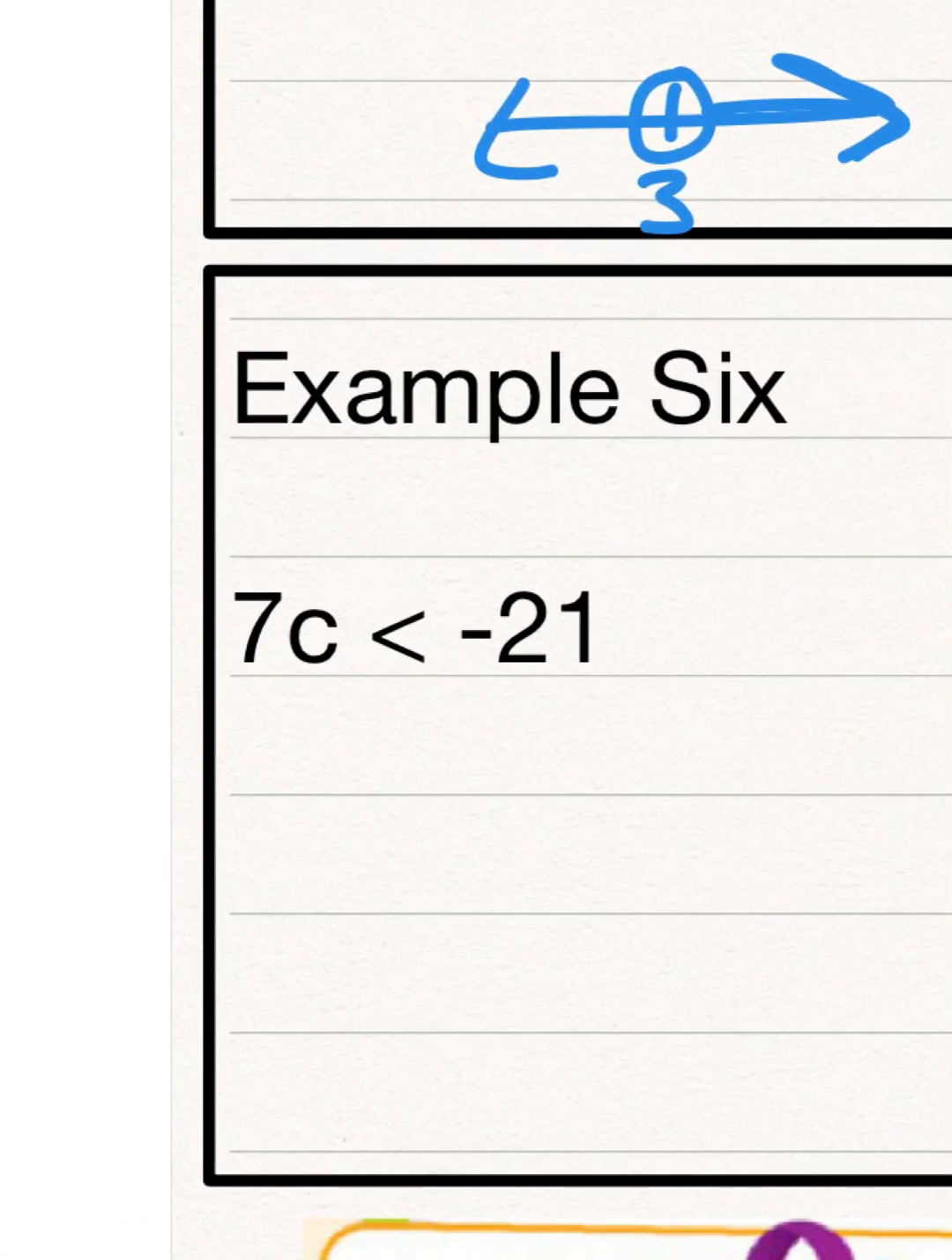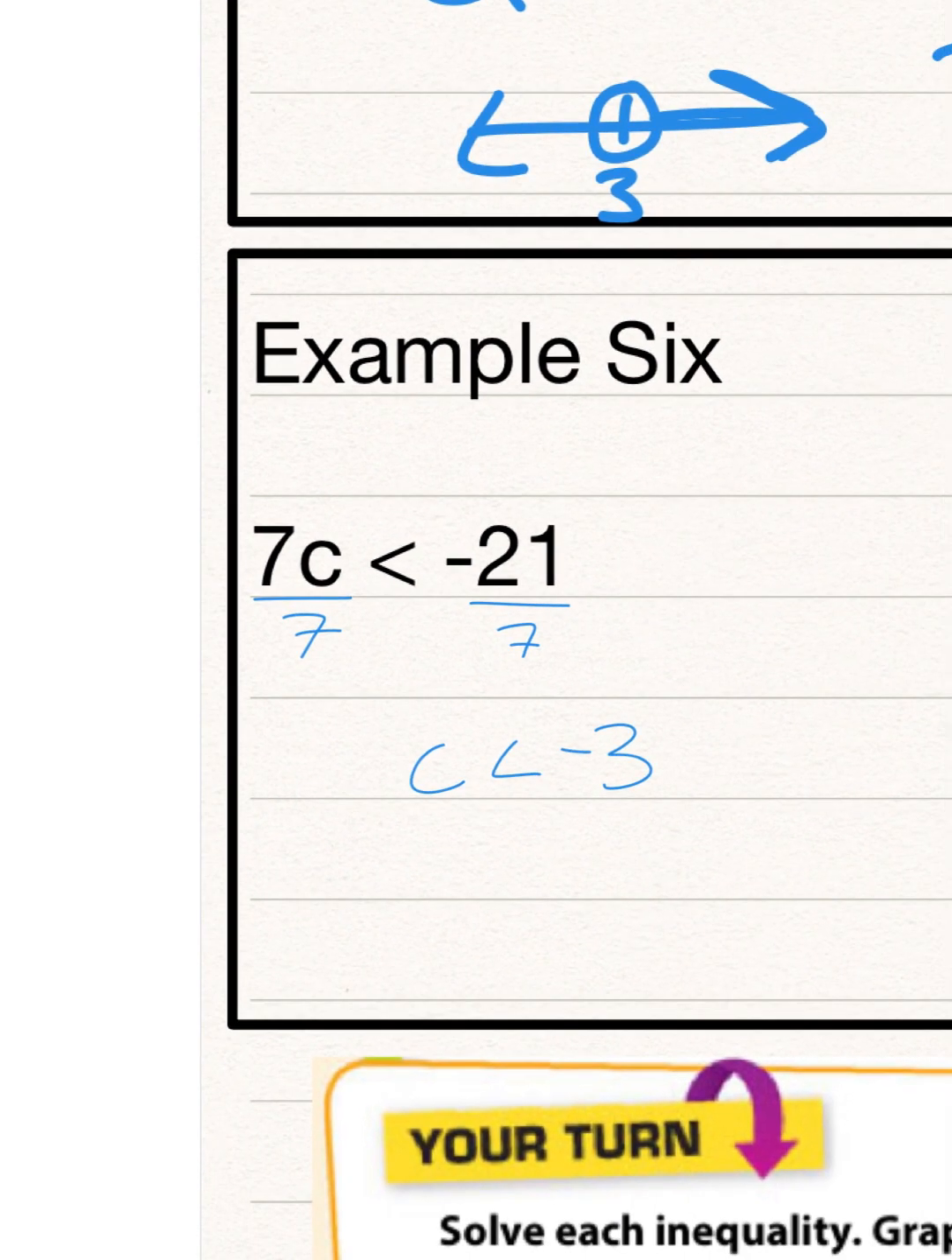In this example, we have positive 7 times c is less than negative 21. When we divide by a positive, we do not have to flip the sign. So c is less than negative 3. I can graph that. I got negative 3 here. Open circle goes to the left. Now the negative 21 might have confused us, but because we divided by a positive, because the 7 was positive, we did not have to flip the sign.